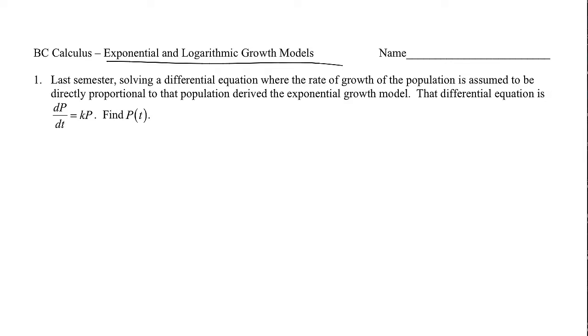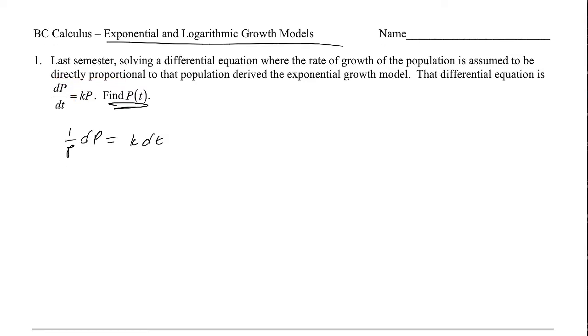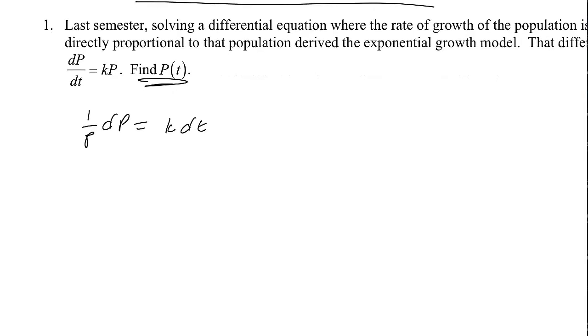ideas from the past. So last semester, we did differential equations, right? And in this one, the growth rate of the population is assumed to be directly proportional to that population, derived from the growth model. Find P of t. So first, we would have to do a separation of variables. And k, since it's directly proportional, that is coming from Algebra 1 ideas where you're just multiplying by some number, k. So now if I integrate both sides, this is ln absolute value of P equals kt plus c.